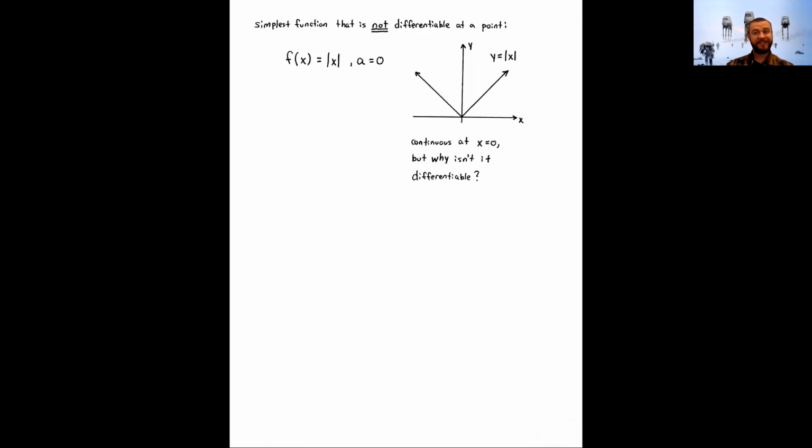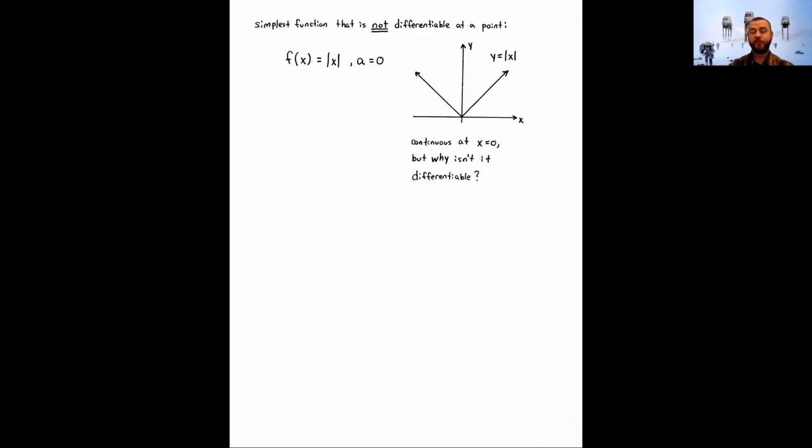Now this graph is continuous. There's no breaks, gaps, or holes in it at 0. So this function, absolute value of x, is continuous at 0. And we're just claiming, really without any real proof, that it's not differentiable at 0. I want to follow up on why it isn't differentiable at 0.